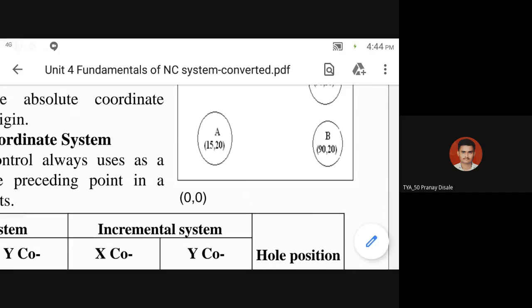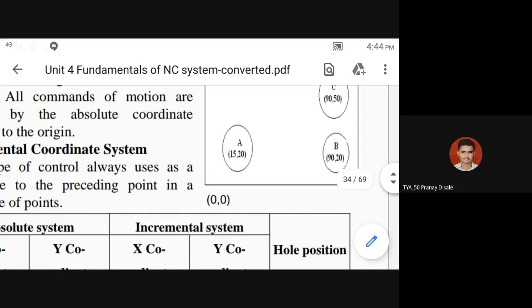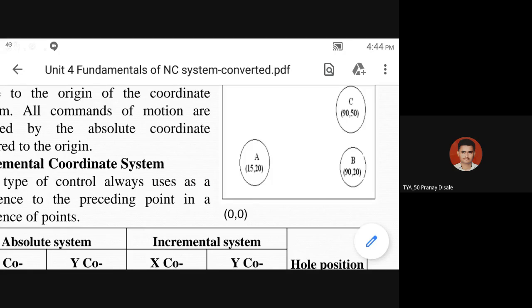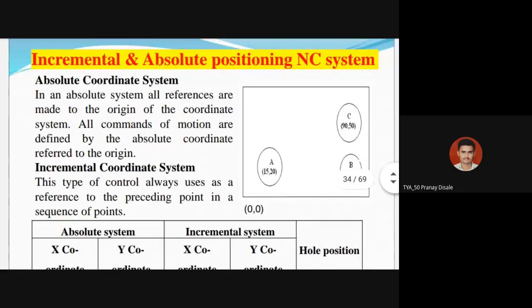Now in the incremental system the distance will be calculated from its last position. What happens, see: absolute is whatever the program had given initially, but in incremental that direction or that distance may change. That is, wherever the last operation ended, from there your next operation will start. But in the absolute system the distance is always from the origin. In the absolute system the distance will be observed from the origin, and in the incremental system the distance will be followed from the last point.